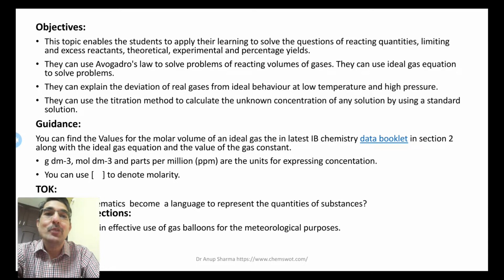Now what you need to take care of in this subtopic is that you can find the values of molar volume of an ideal gas in the latest IB chemistry data booklet in section 2. So you should be familiar with the IB chemistry data booklet. Now the ideal gas equation is also available and the value of the gas constant is also available.